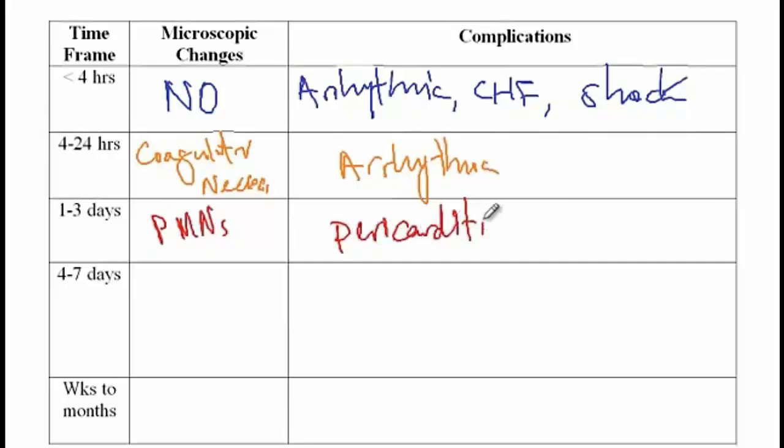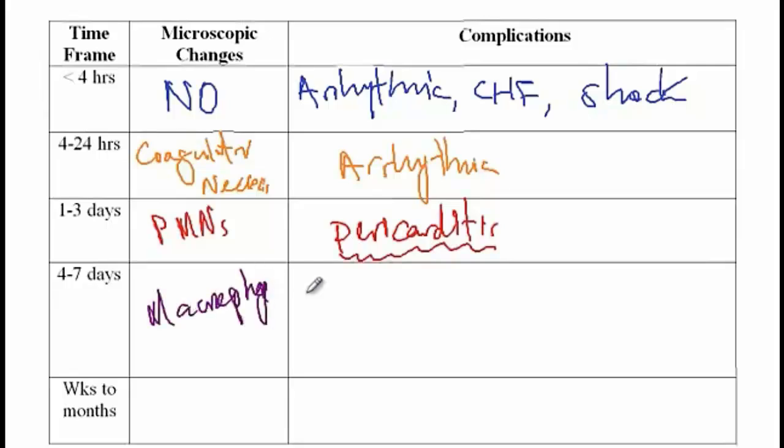In 1 to 3 days, neutrophils will accumulate and cause inflammation, as a result of which there would be pericarditis in these patients. So they present with a chest pain that improves by leaning forward, and that should give you suggestions to the diagnosis of pericarditis.